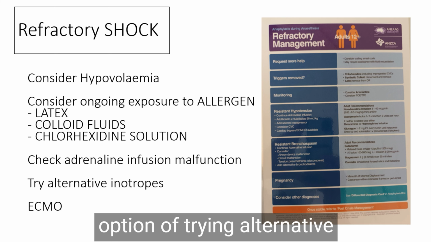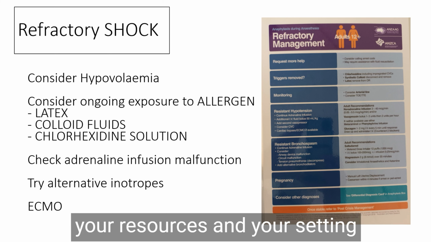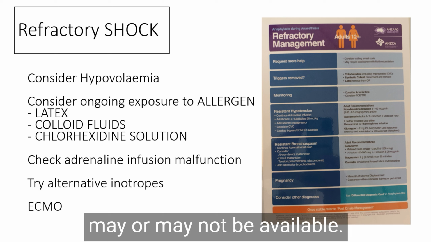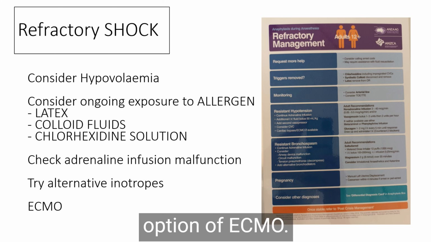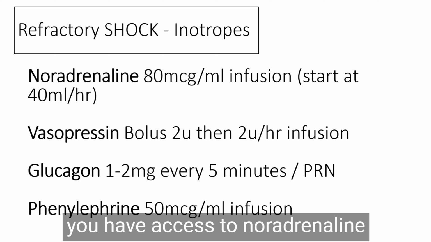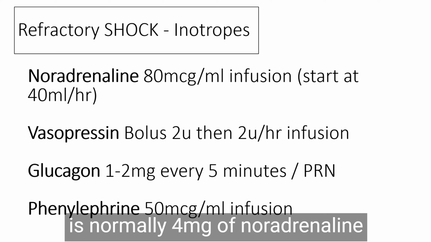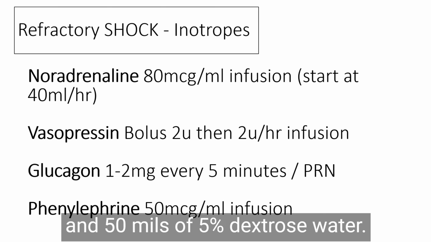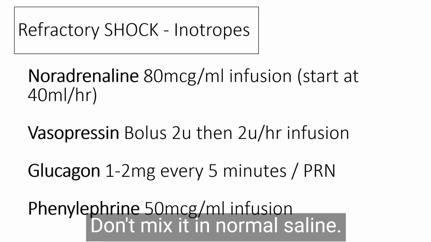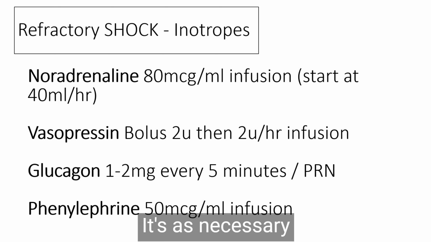Then there's obviously the option of trying alternative inotropes, which, depending on your resources and your setting, may or may not be available. And then there's the option of ECMO. So for the alternative inotropes in refractory shock, if you have access to noradrenaline, you can mix 1 ampule, which is normally 4 milligrams of noradrenaline, in 50 mils of 5% dextrose water. Don't mix it in normal saline. You can start that infusion at 40 mils an hour, and then bolus and titrate as necessary.